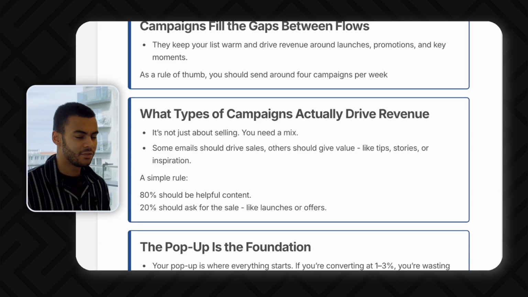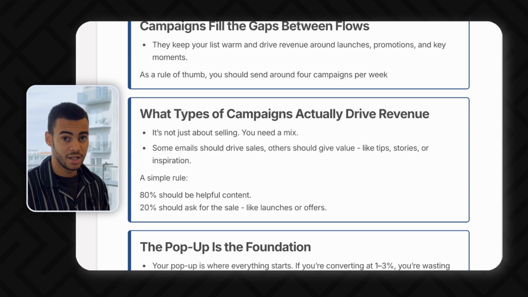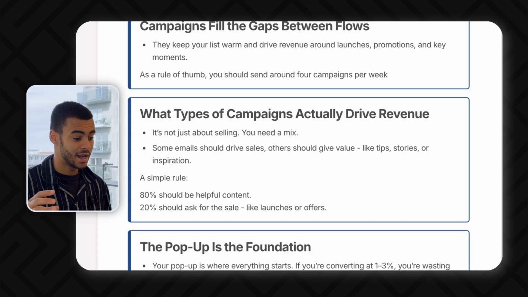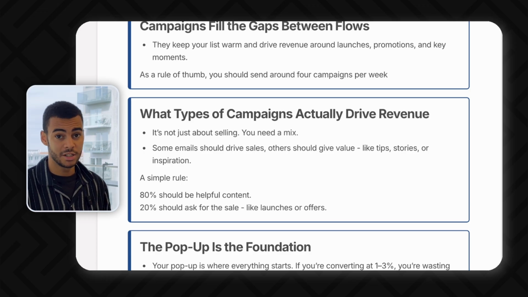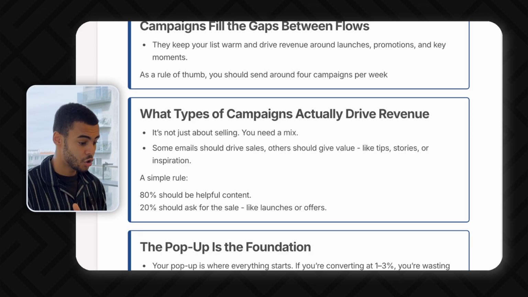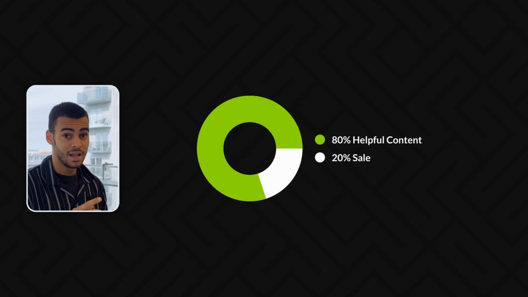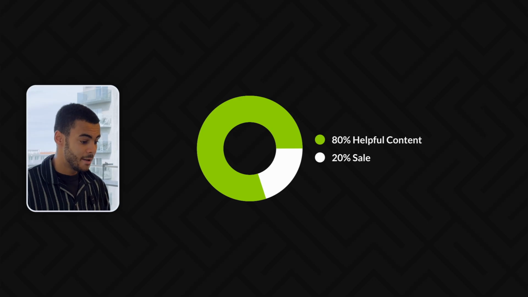So what kind of campaigns are actually driving the revenue? It's not about hardcore selling every single time you send out a campaign. It's a mix of hardcore selling, but also value-based emails like tips and tricks, stories, inspiration, and stuff like that. A simple rule you can always work from is that 80% of your emails need to be value-based content, and 20% should ask for the sale, like launches, discounts, and offers.